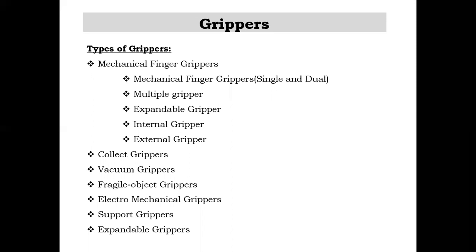The fragile object gripper is a smooth gripper which handles only glass and fragile objects. Then electromechanical grippers means using magnetic grippers: using a magnetic process, with permanent magnets and electromagnets, we can define different grippers. Support grippers are used for different applications. Then expandable grippers are used for general purpose. Let's see one video.